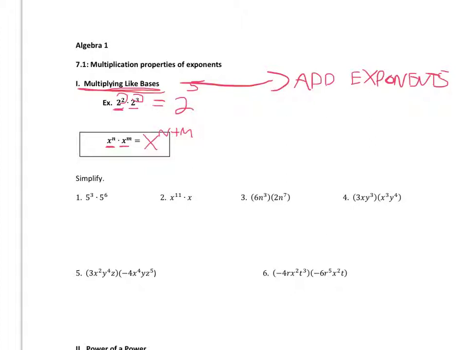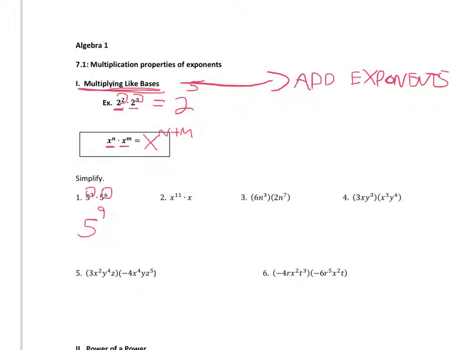Let's do a couple of these. Okay, number 1's a real quick one. 5 to the 3rd times 5 to the 6th. The base is 5, so I keep the base of 5, but I add the exponents 3 and 6. So 3 plus 6 gives me 9. So this is the same as saying 5 to the 9th.